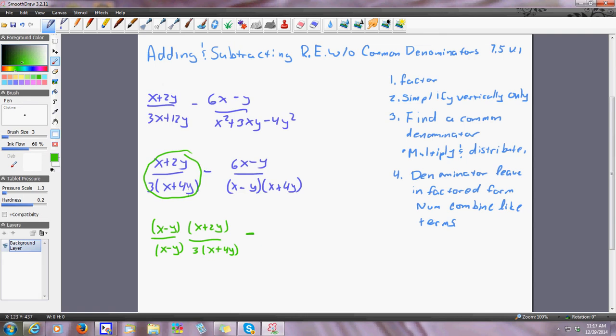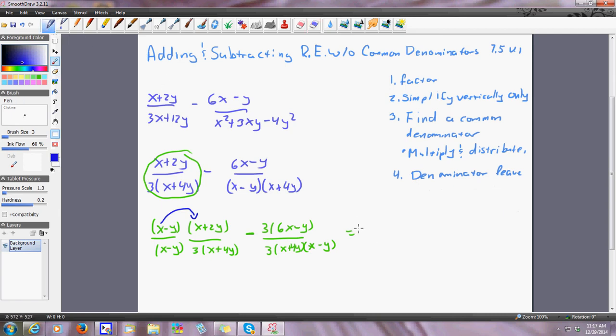Minus, and now this side has everything except for the 3, so I'm going to have to multiply by 3 over 3 times (x + 4y) times (x - y). Oh my goodness, this is getting crazy complicated. That's alright. And now I'm going to have to distribute. I'm going to have to erase some of this stuff over here.